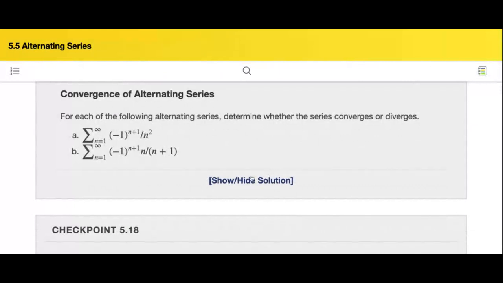Okay, let's see these two examples. The first one is (-1)^(n+1), which forces the first term to be positive, over n squared, right? This is an alternating p-series, p equals 2. The second one is (-1)^(n+1), again forcing the first term to be positive, times n over n plus 1.